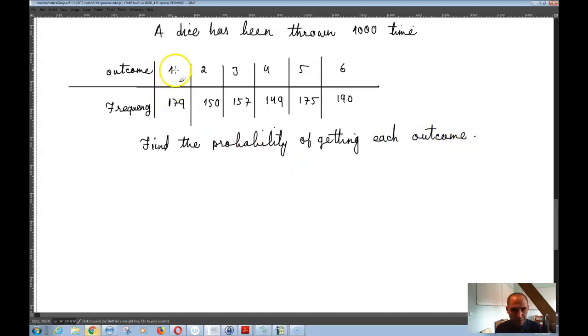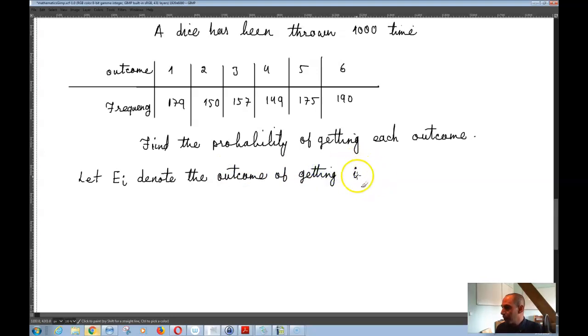Now, for example, the probability of getting a 1. Let E of I denote the event of getting the outcome I, where I is equal to 1, 2, 3, 4, 5, and 6. Then we have, for example, the probability of outcome 1.